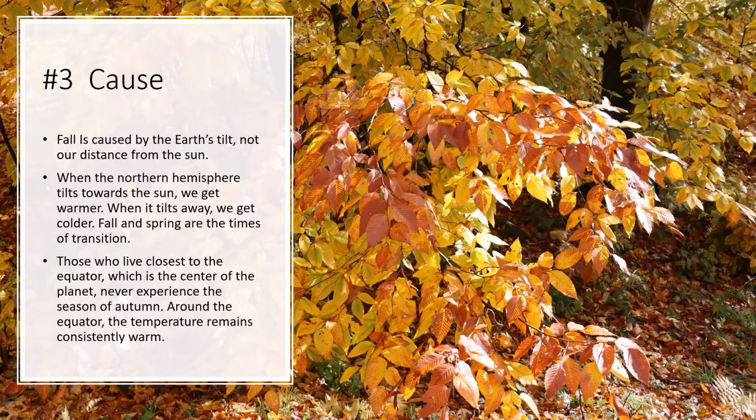Fall is caused by the Earth's tilt, not our distance from the sun. When the northern hemisphere tilts towards the sun, we get warmer. When it tilts away, we get colder. Fall and spring are the times of transition. Those who live closest to the equator, which is the center of the planet, never experience the season of autumn. Around the equator, the temperature remains consistently warm.